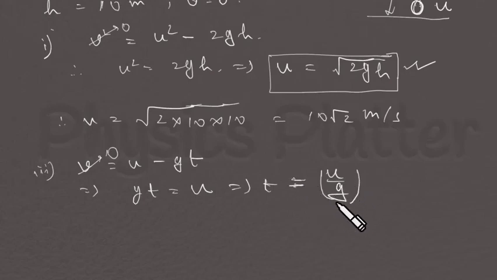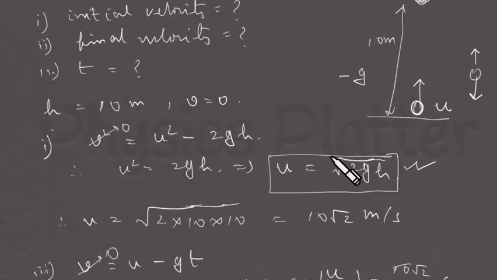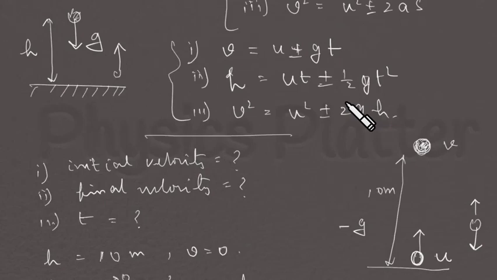u by g, where u is 10 root 2, which we have just found, divided by g, which is 10. So 10 cancels, and we have t equals root 2 seconds. So that's our answer. That's how you apply the equations of motion for a vertical motion of a body, and then solve the problems.